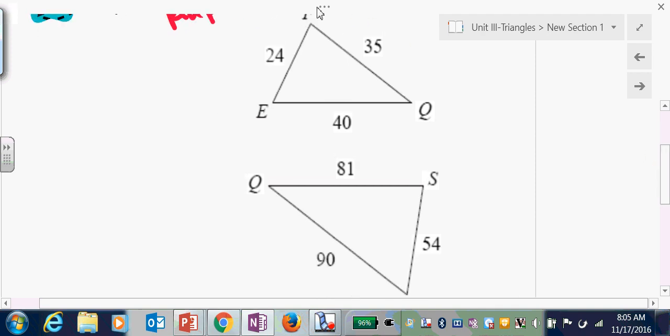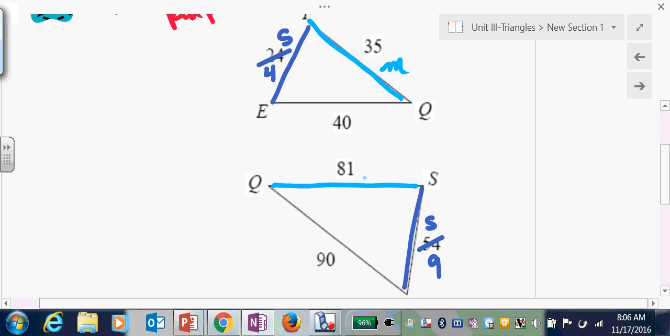Ready? Let's check these sides. We're going to go small, medium, large. So 24 is the small side. Over here, 54 is the small side. Let's check that ratio. 6 goes into 24 4 times. 6 goes into 54 9 times. I'm going to go medium to medium. Medium to medium. And we ask ourselves what goes in here. And we know.